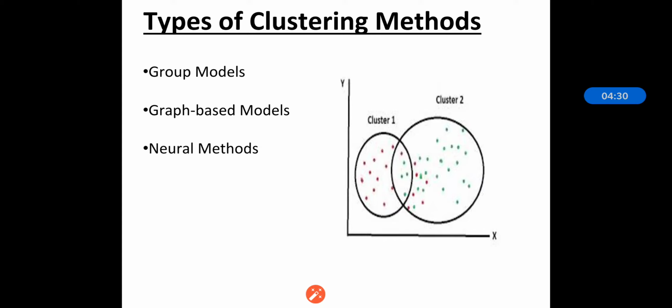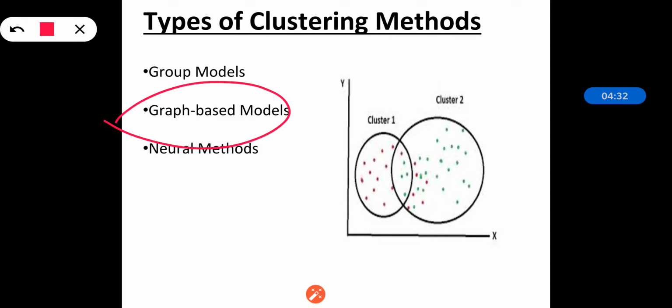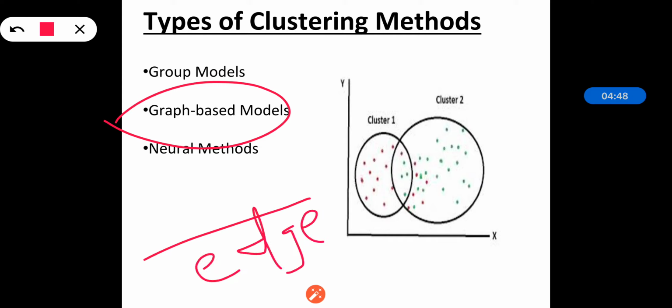The next one is the graph based model. As its name implies, it is a subset of nodes in a graph such that every two nodes in the subset are connected by an edge, and that can be considered a form of cluster. That's why it is called the graph based model. Relaxations of the complete connectivity requirement are known as quasi-cliques, and the HCS clustering algorithm is used when we are talking about the graph based model.